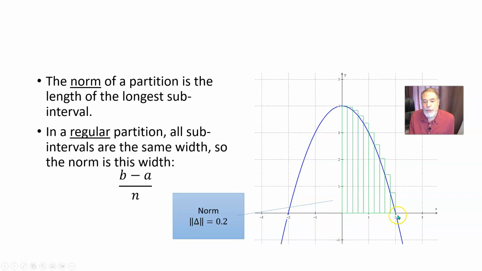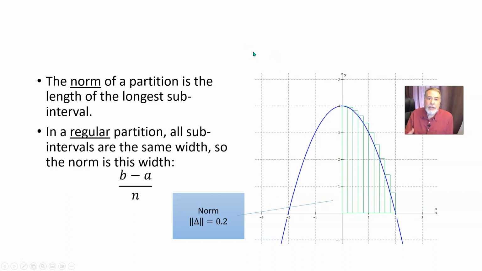It would be the width of the entire interval, the right endpoint minus the left endpoint, divided by the number of pieces you divided up into, b minus a over n. So in this example, that would be 2 minus 0, or 2 for the whole thing, divided by 10 for how many pieces we divided up into.